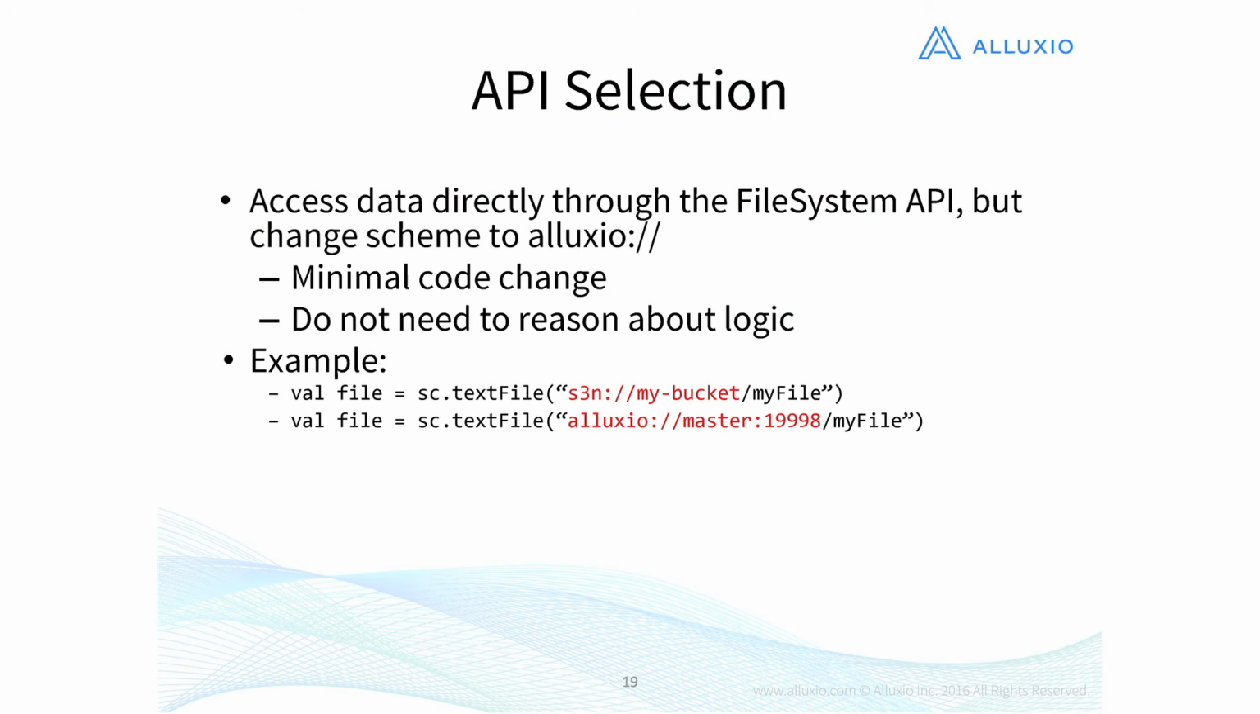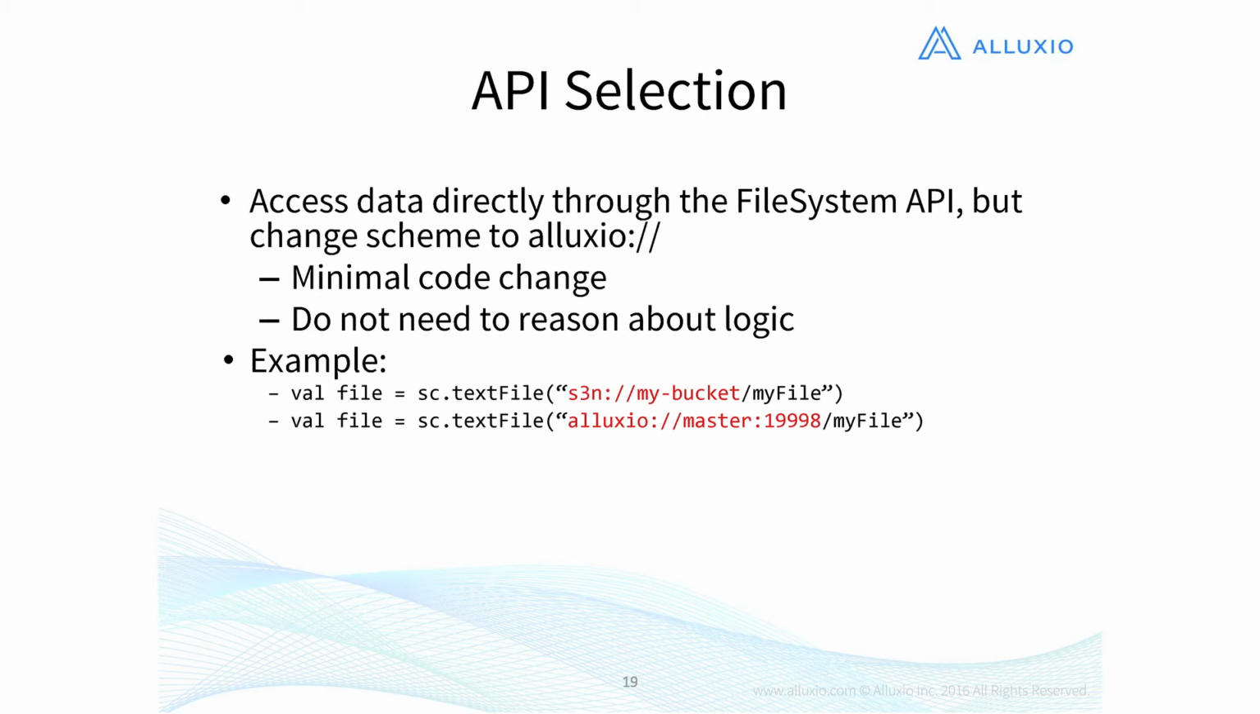So talking about APIs, we strongly recommend to use the file system API. There are several ways for Alluxio to work with Spark, but the file system one is the one that will take the minimal code change, meaning you don't need to risk changing your logic in your core application and catching certain edge conditions and things like that.